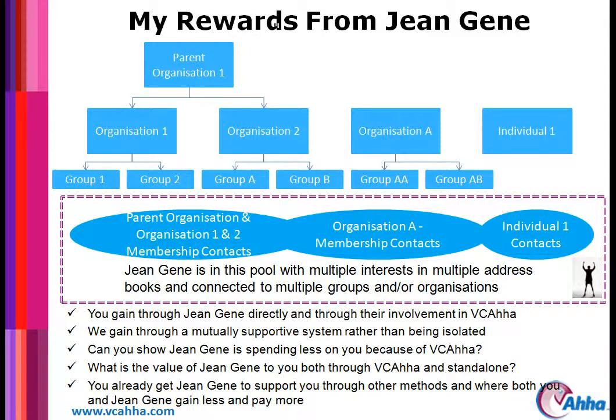in the real world, you go off and get Gene to support you through other mechanisms already. For example, you only accept credit card payments. Gene wants to support you. Gene has to go off and get a credit card. And you get nothing for that at the moment.